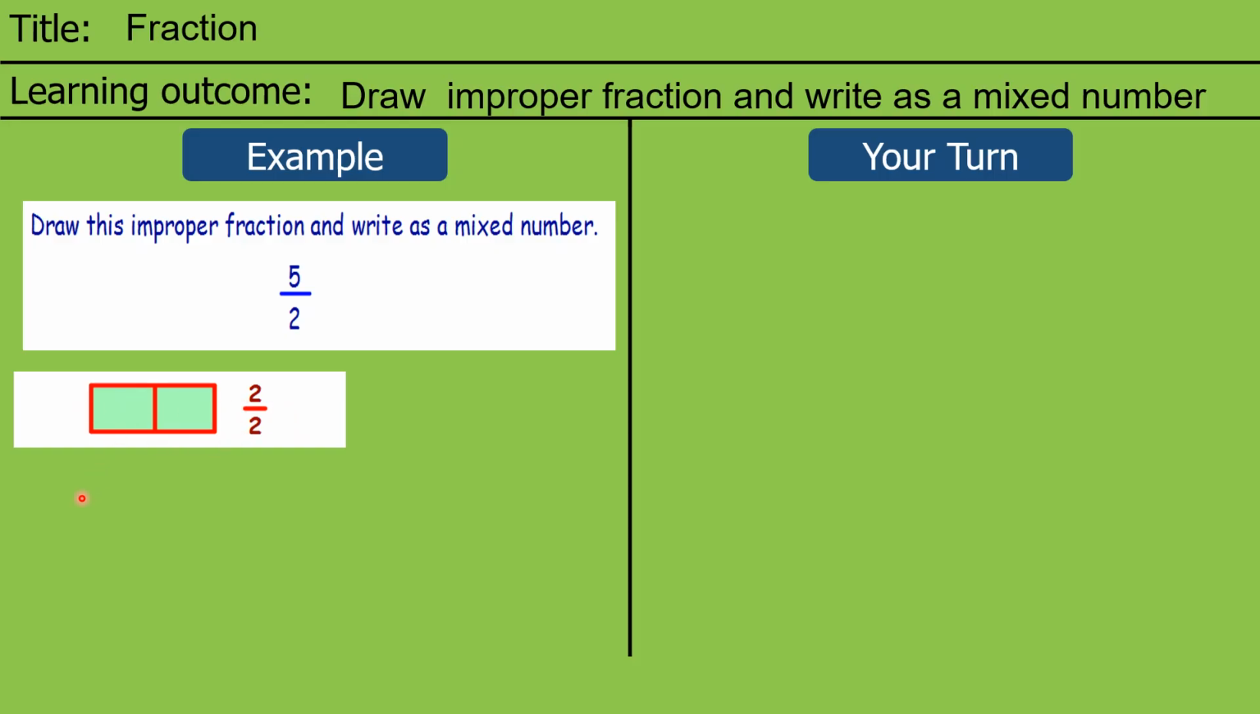And then we have another whole that is divided into 2 equal parts. And remember, 2 halves is the same as 1. So again, start from here. 5 divided by 2 goes 2 times. That's 2 wholes, and there is a remainder of 1/2.